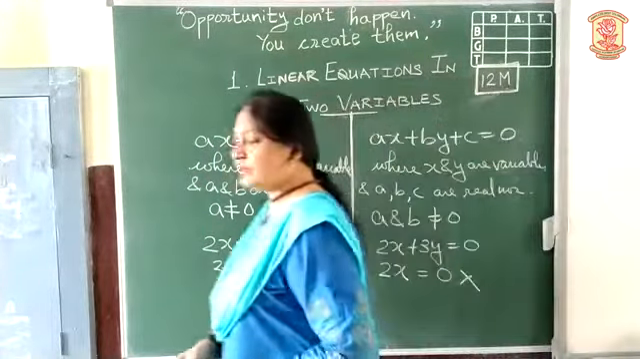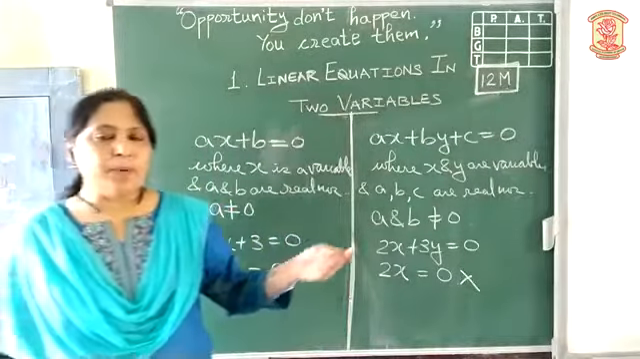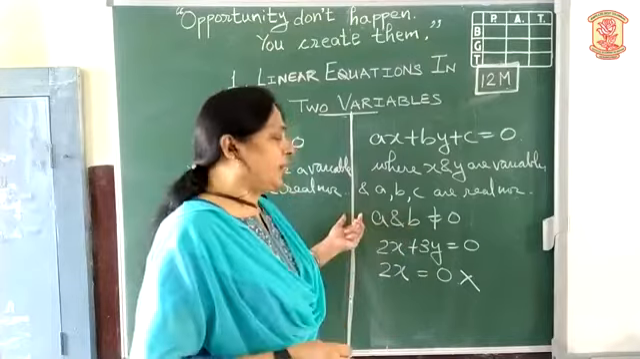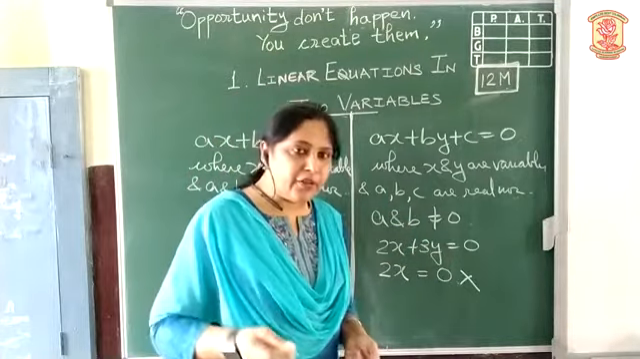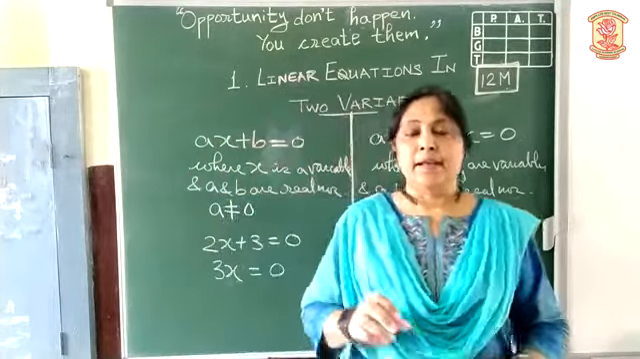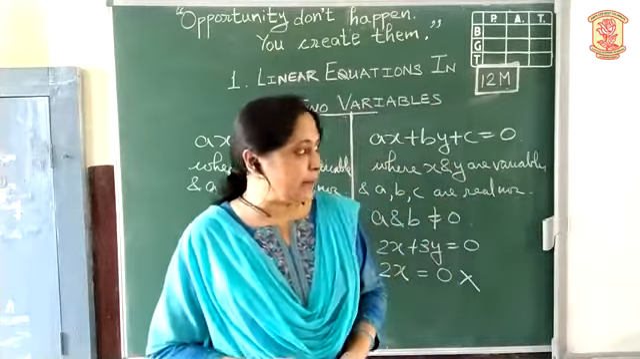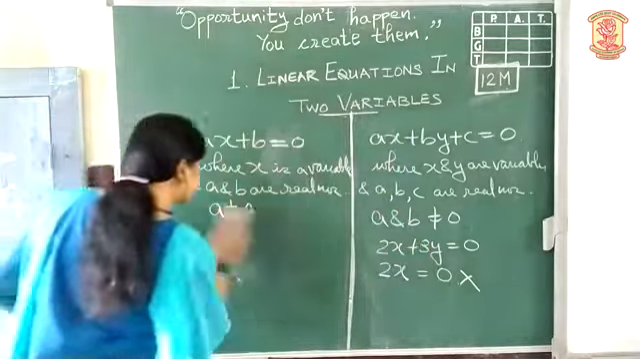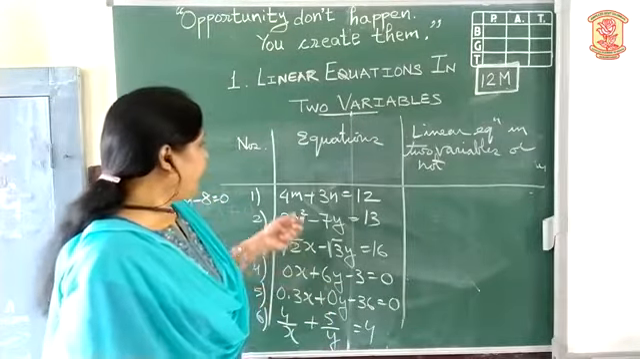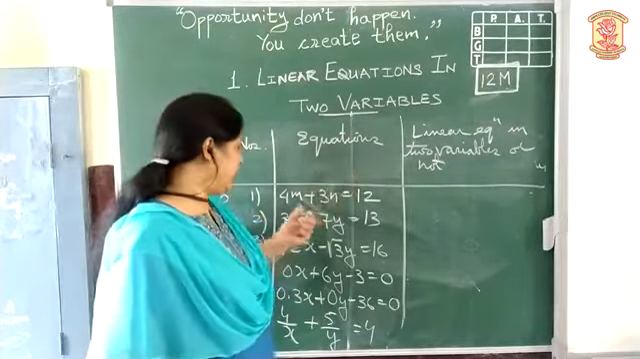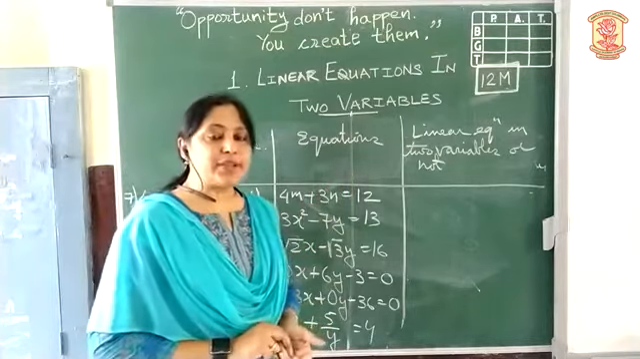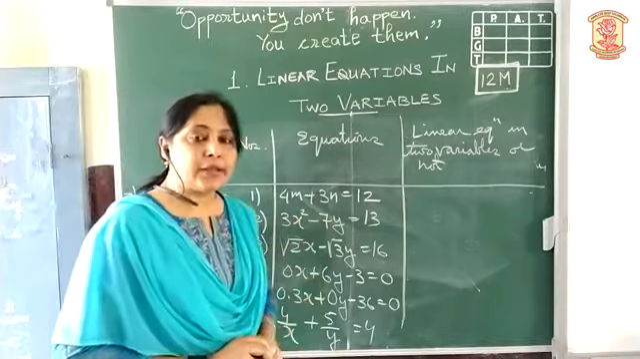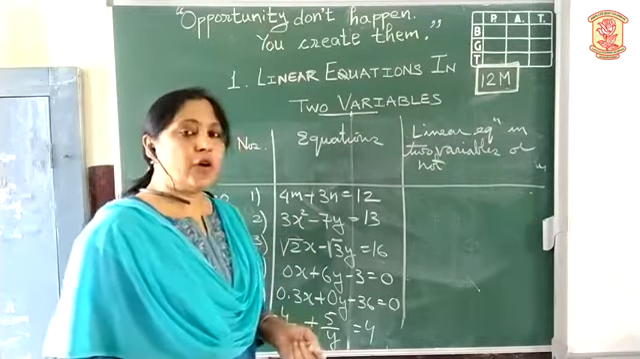Now here on page number 1 we are going to see the first activity. There's a table given and we have to find out whether the given equations are linear equations in two variables or not. Here are some of the equations given, so we are going to find out whether these are linear equations in two variables or not.